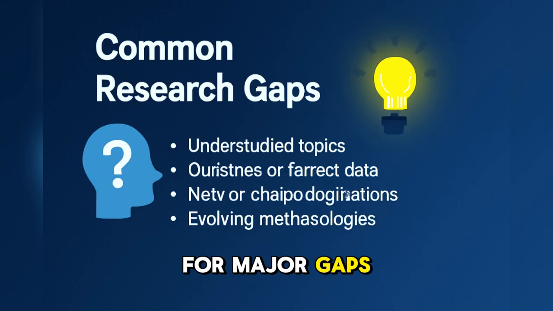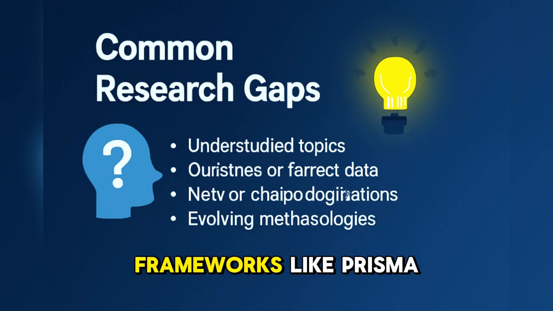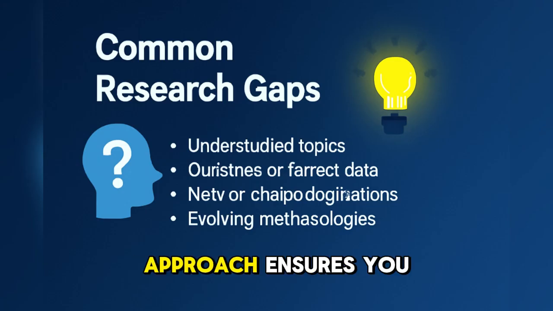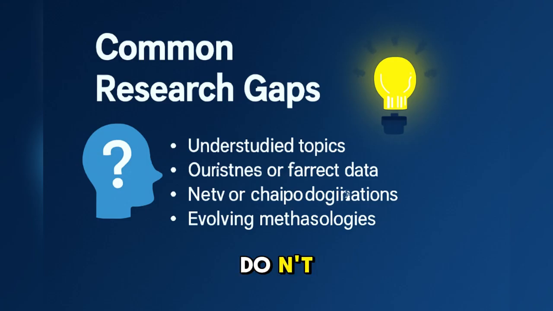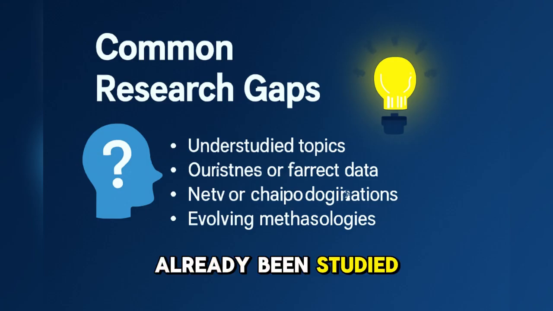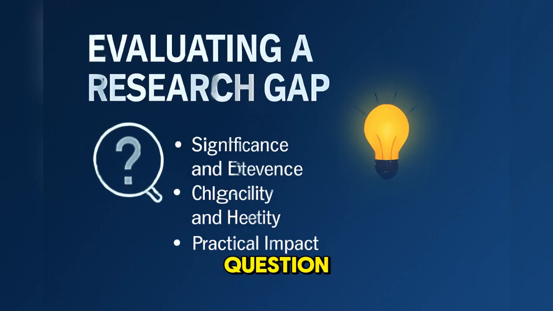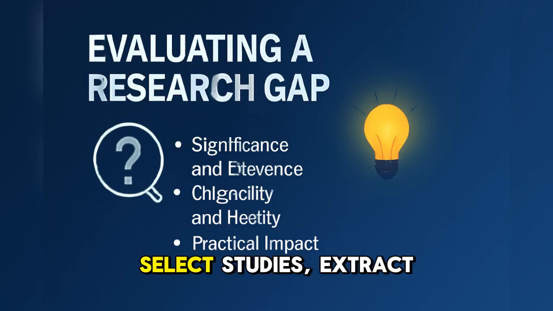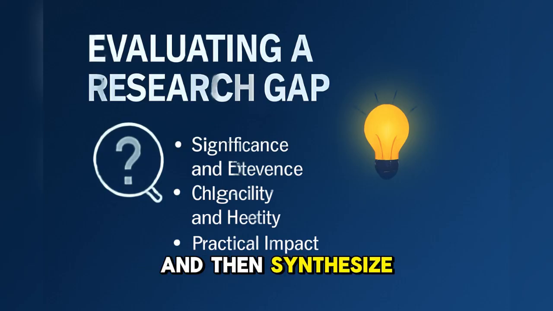For major gaps, you can use systematic review frameworks like PRISMA. This structured approach ensures you don't miss key literature and helps you visualize what has already been studied. You define your question, search systematically, select studies, extract data, and then synthesize your findings to identify what's missing.